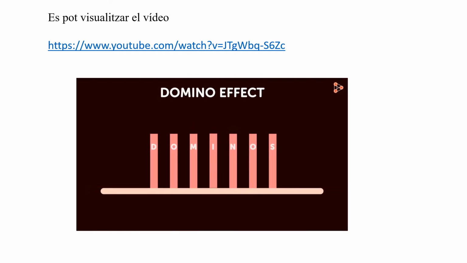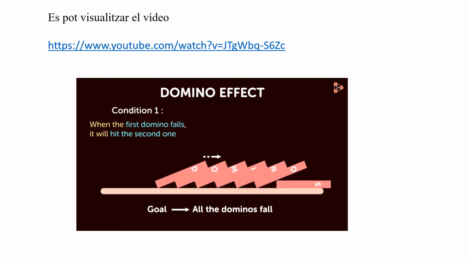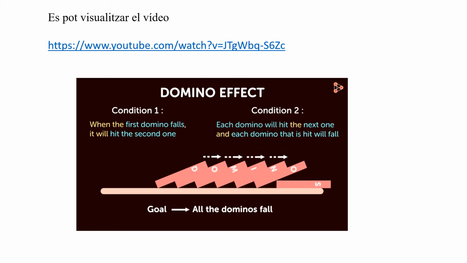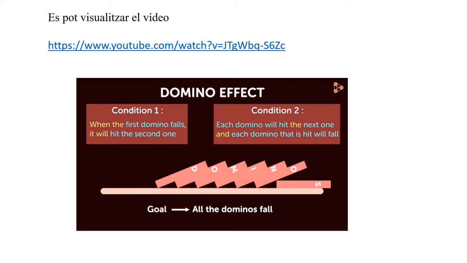Suppose you queue several dominoes one after the other. How would you position each of these dominoes in order to ensure that all of them fall when you hit the first domino? Logically, we know how to achieve our goal. But how do we write it mathematically? The best way to achieve your goal is: 1. When the first domino falls, it will hit the second one. And 2. Make sure that each domino will hit the next one, and each domino that is hit will fall. When these two conditions are satisfied, no matter how many dominoes we queue, all of them will always fall.